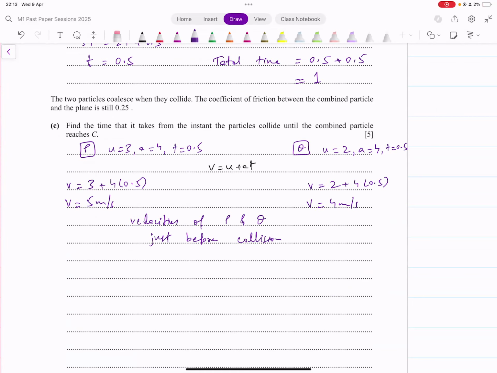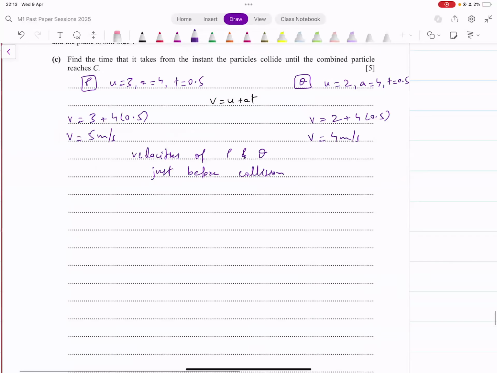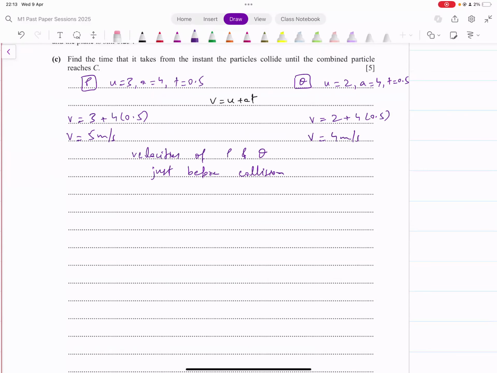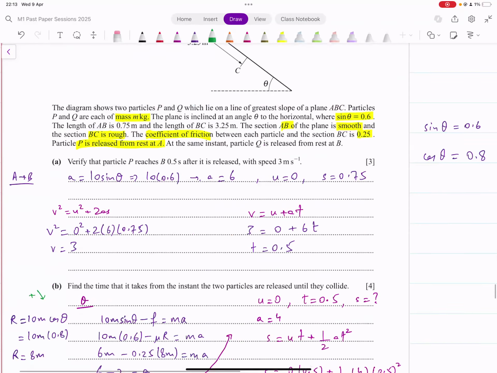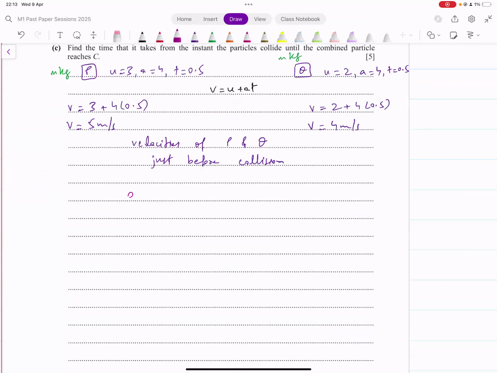Now, can we find the velocity of that coalesced particle, that merged particle? We'll have to use conservation of momentum for that. Mass of P was m kg. Mass of Q was also m kg. Both of them had the same mass. We can apply conservation of momentum now. Momentum before collision should equal momentum after collision.